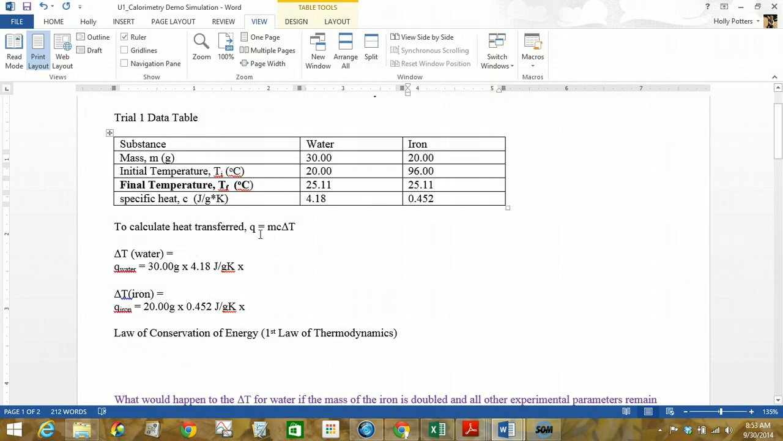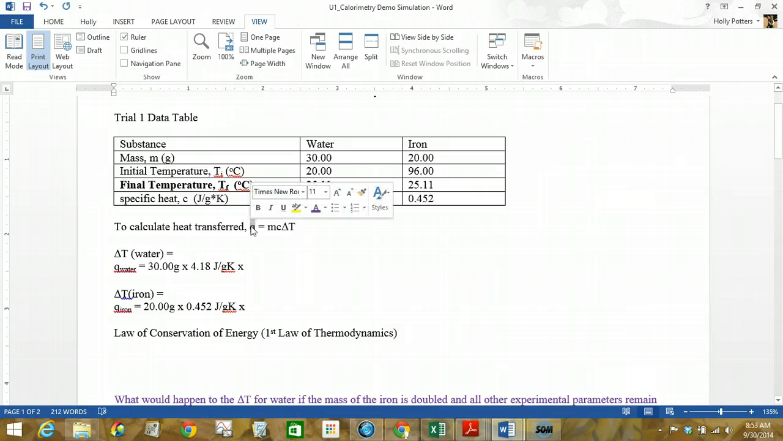Okay, so this is the equation for heat transfer. So Q, this is not for calculating the heat content of something just at a given temperature. It's got to be involving a temperature change where heat energy is being exchanged. M is mass, C is the specific heat, and then delta T is going to be our final temperature minus initial temperature. So the delta T for water, doing 25.11, which is our final temperature, minus 20.00, is 5.11, and that is degrees Celsius.